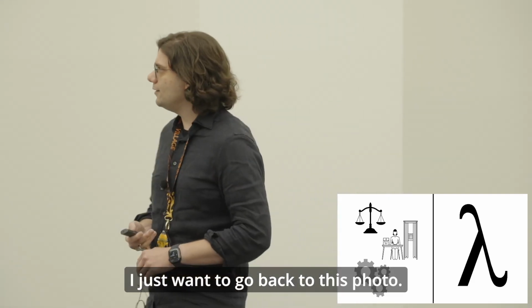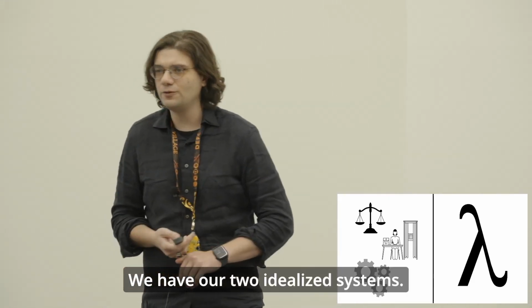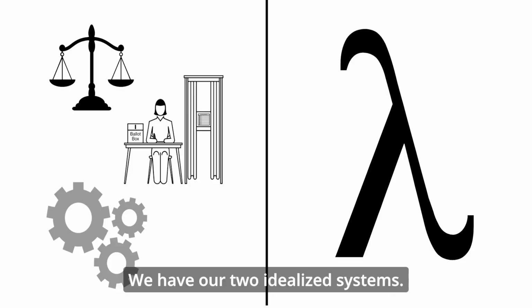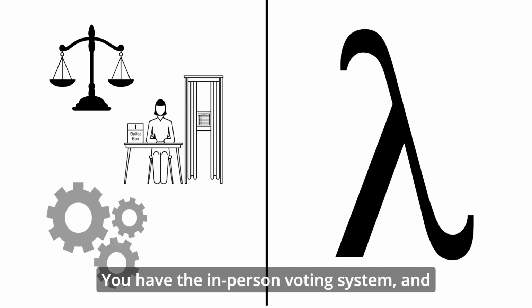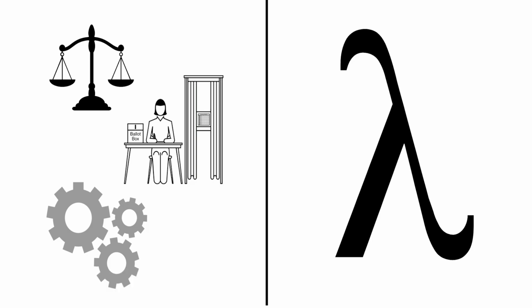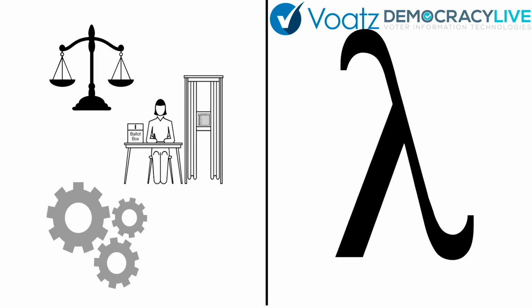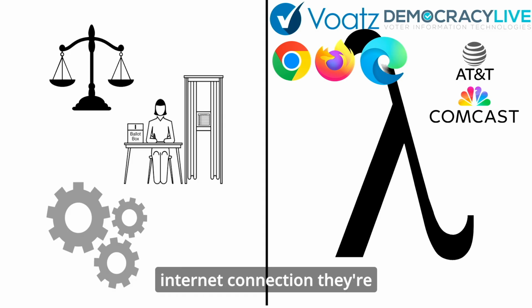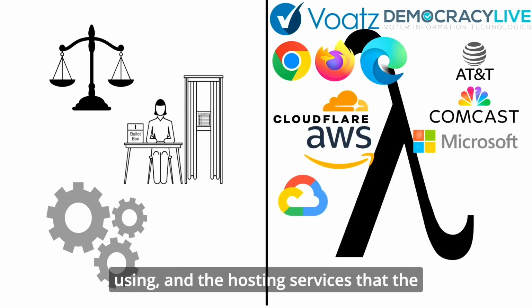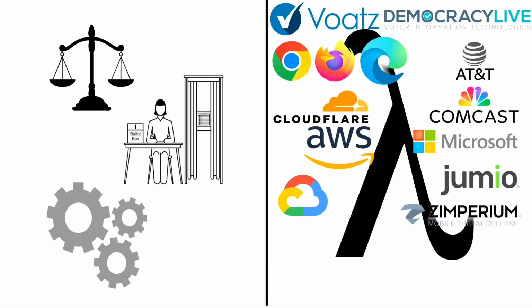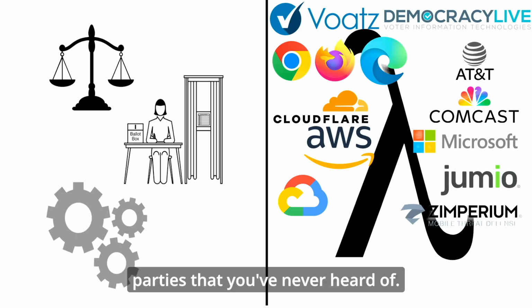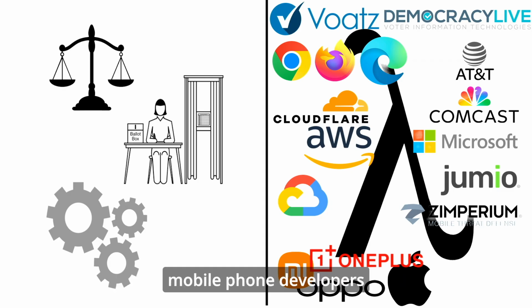So I just want to go back to this photo, right? So we have our two idealized systems. You have the in-person voting system, and then you have the beauty and purity of mathematics, and you're just trusting the beauty and purity of mathematics. But oops, you're really trusting these companies. But also you're trusting the browser that they're using and the internet connection they're using and the hosting services that the companies used, which included all of these. And then you're also entrusting the third parties that you've never heard of. And then on top of that, you're trusting the mobile phone developers like Oppo and OnePlus, who are also not necessarily US companies.